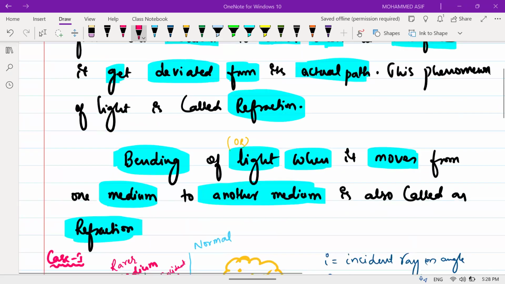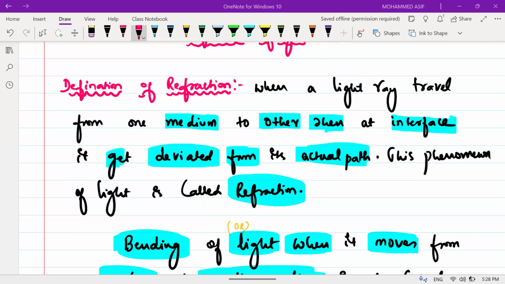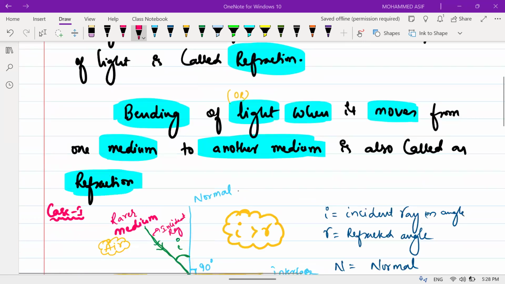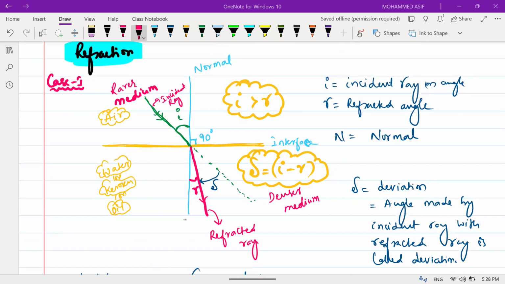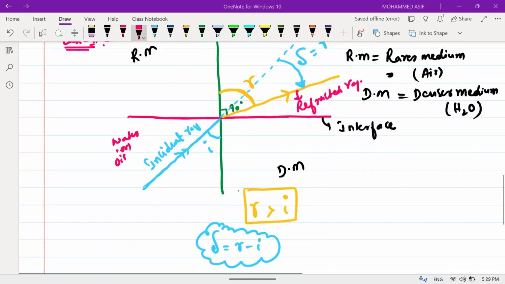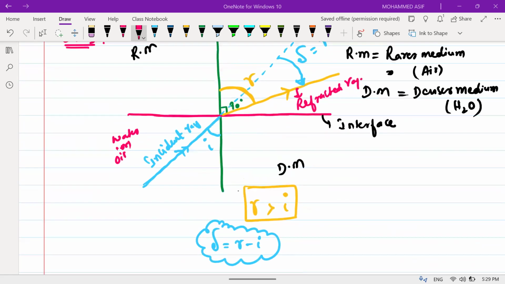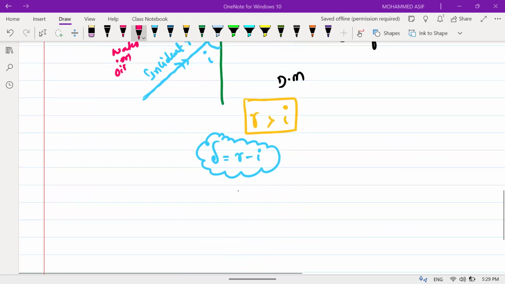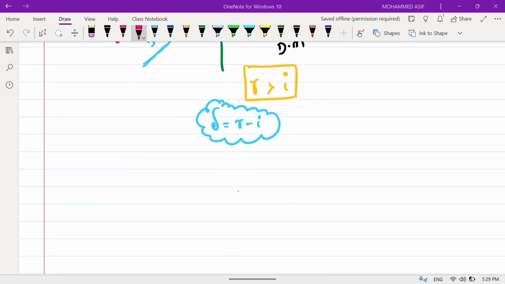So what is the definition of refraction? Refraction is nothing but bending of light. Case number one says that whenever light is going from air to water, the refracted ray will bend towards the normal. Case number two, whenever the ray of light is going from water to air, that is denser medium to rarer medium, the refracted ray will bend away from the normal. Write that one here.